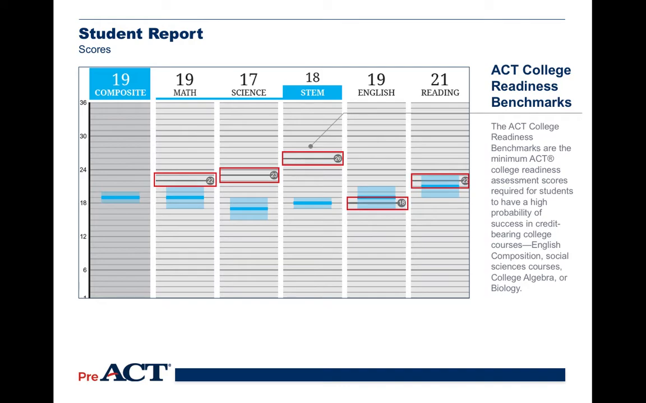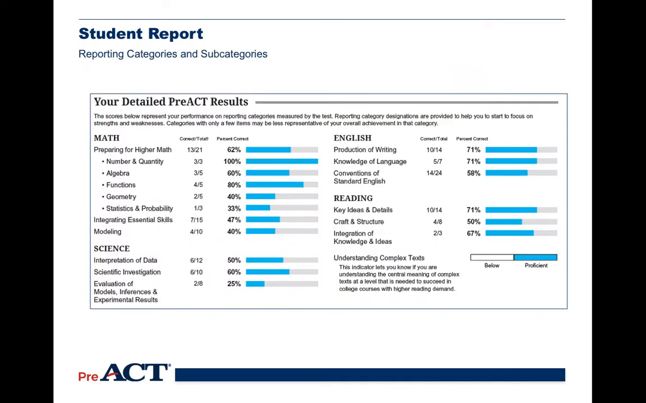Let's now jump to the bottom of the first page to look at the detailed results section more closely. The reporting categories and subcategories help identify potential areas of strength as well as areas for potential improvement. Each subject has a short list of categories. I've highlighted the 3 reporting categories for English, though you can see the same for all subjects. Notice within Math, the Preparing for Higher Math has 5 subcategories to provide a more thorough information breakdown.